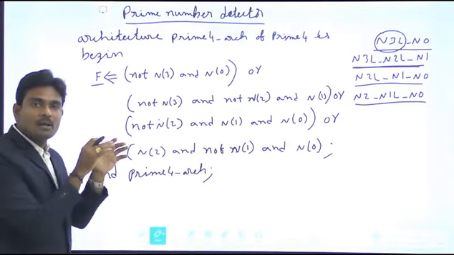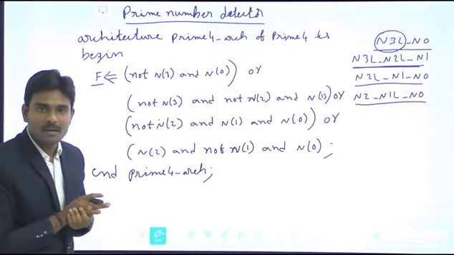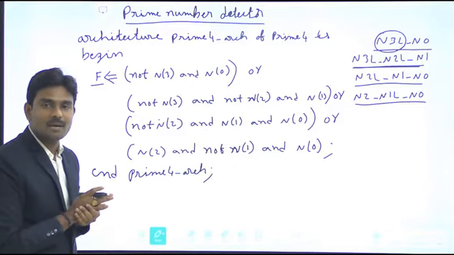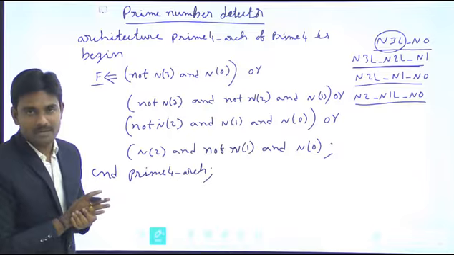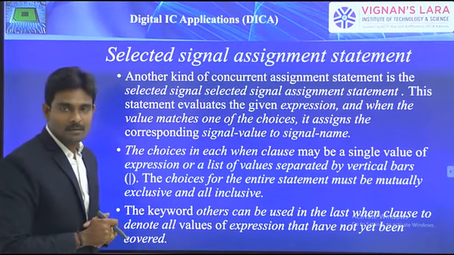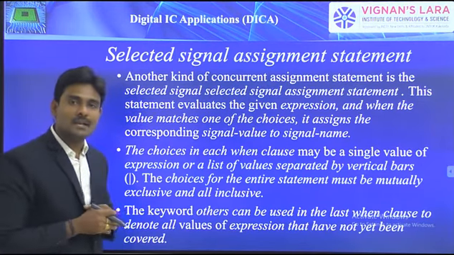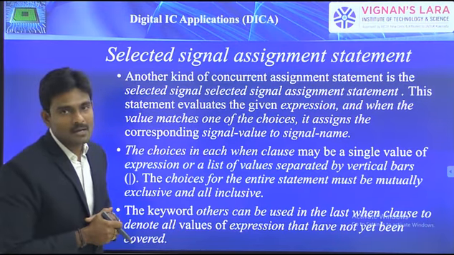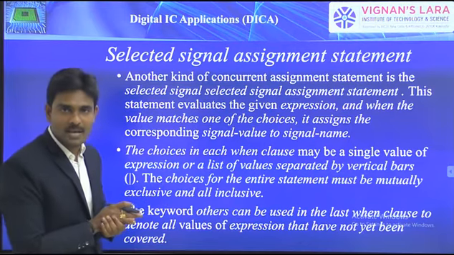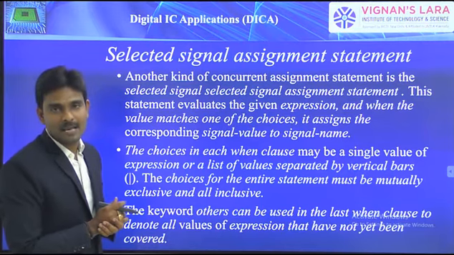So with that, I mentioned all 3 different ways to write a program for that particular prime number detector using the conditional form of the concurrent signal assignment statement. Next we are going to discuss another type of concurrent statement used in data flow descriptions. Previously we discussed 2 models within the concurrent signal assignment statement: one is the concurrent signal assignment statement without any condition, where we directly assign, and the second is the conditional form of the concurrent signal assignment statement.